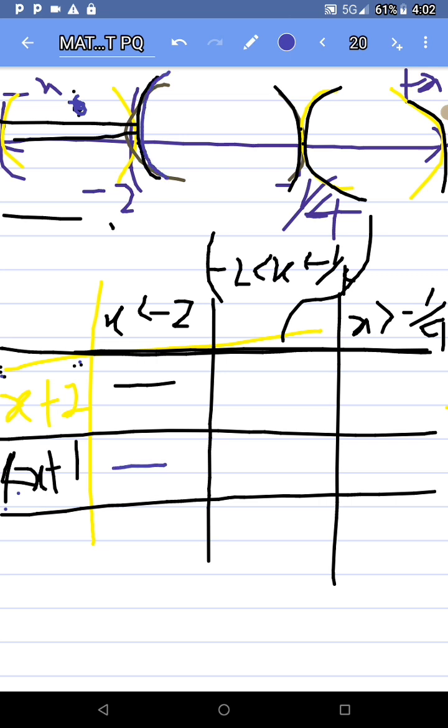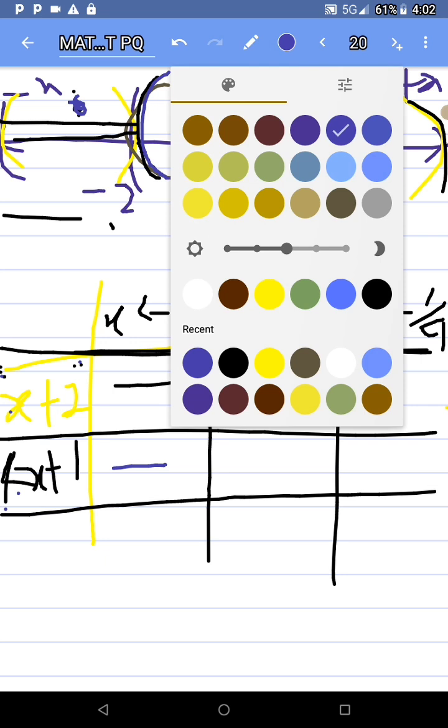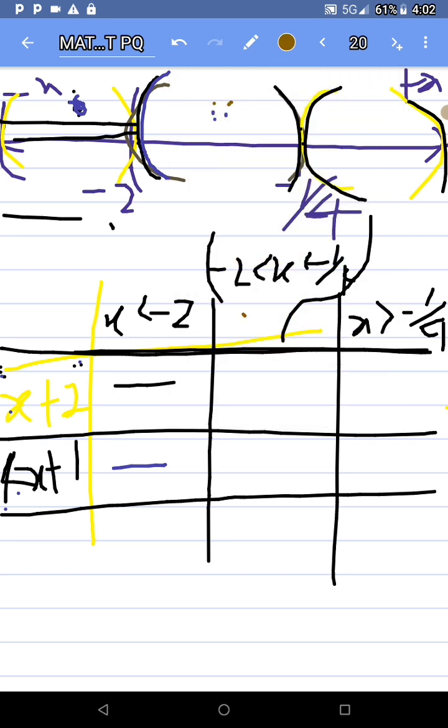A number that is sufficiently greater than minus 2, but less than minus 1 over 4. Let's say minus 1. Minus 1 is greater than minus 2, is less than minus 1 over 4. We are in this region now. So the next one, what do you have? Minus 1. I picked minus 1. So minus 1 plus 2 is 1. What was the sign there? Positive. Then 4 times minus 1 is minus 4. Plus 1, minus 3. That's negative.